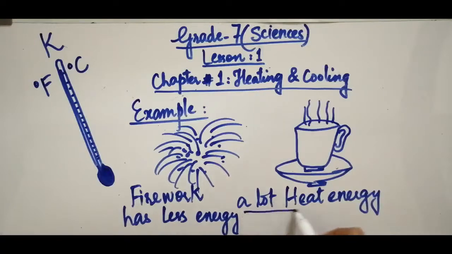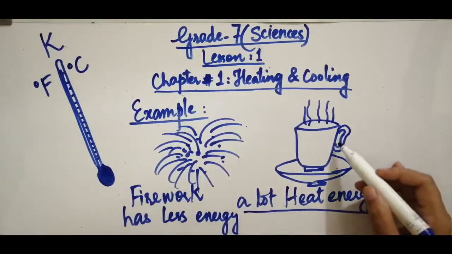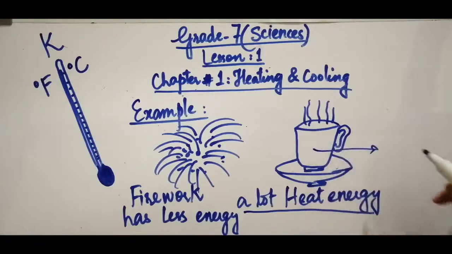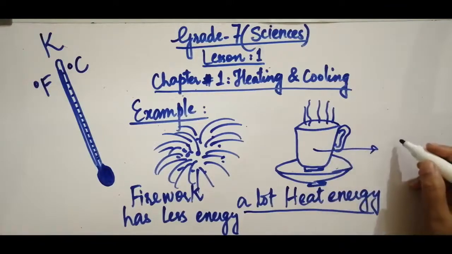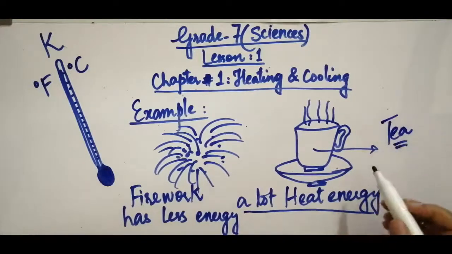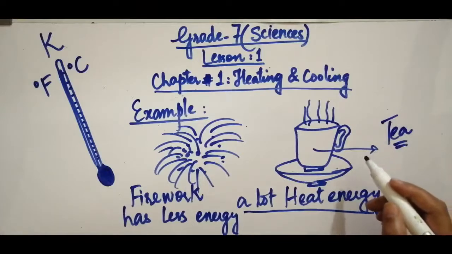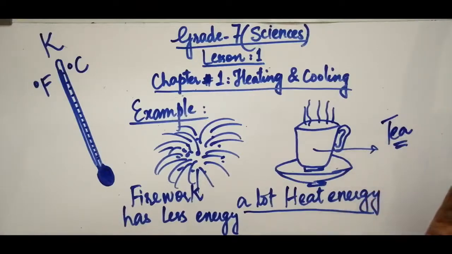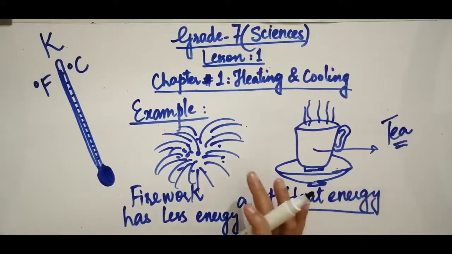But on the other hand, when you drink a sip of hot cup of tea, what is in the cup? It is tea, hot tea. Then your tongue will burn. What does this indicate? Firework has less heat energy, while a hot cup of tea has a lot of heat energy, which indicates that a hot cup of tea burned you very much as compared to the spark from the firework.